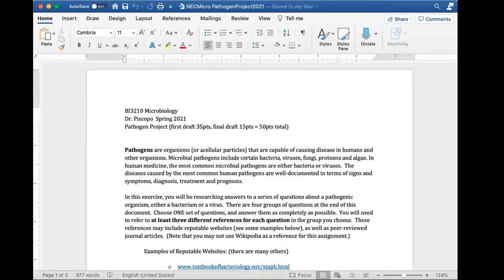So what you should be seeing on the front of your screen now is a document that says pathogen project up at the top. You'll see there's a first draft and a final draft, so that this assignment is worth 50 points total. So it's a nice big chunk of points that you can earn.